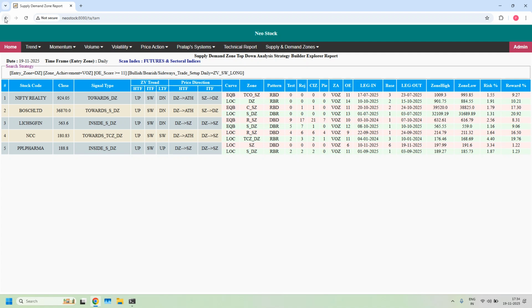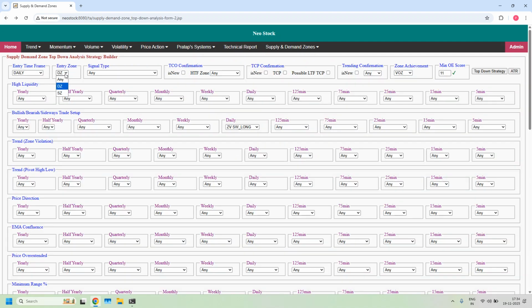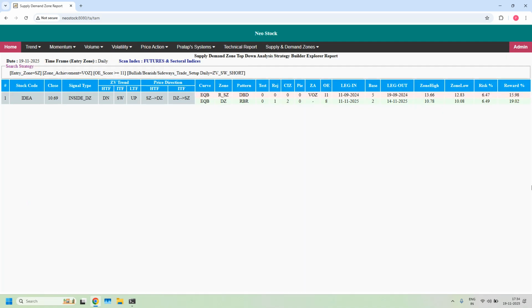Okay, next, sideways short trade setup for monthly income trade. Changes are daily supply zone and sideways short. We got one stock, and the entry time frame zone is daily supply zone. You can plan the trade only if lesson 30.3 video checklist items are satisfied.